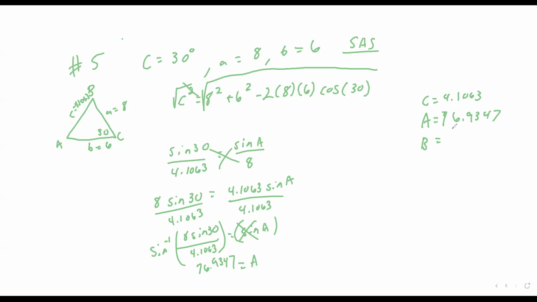And so therefore for angle B, I get 73.0653. Right? So we use law of cosine at the beginning, and then you can default back to law of sine. All right, so another one.